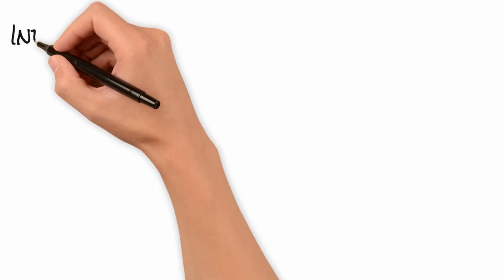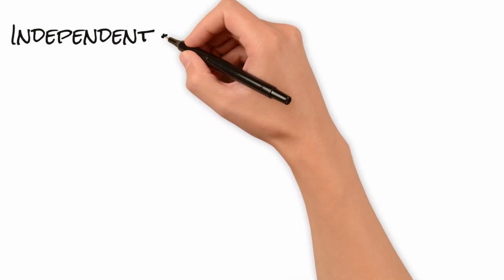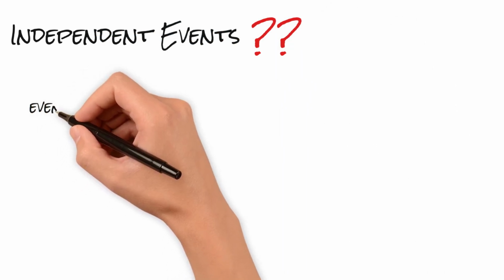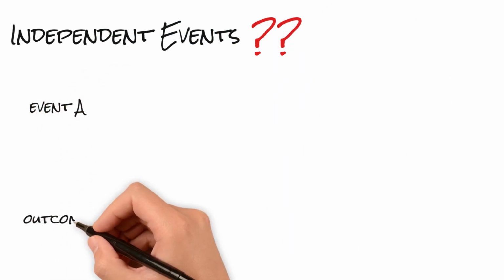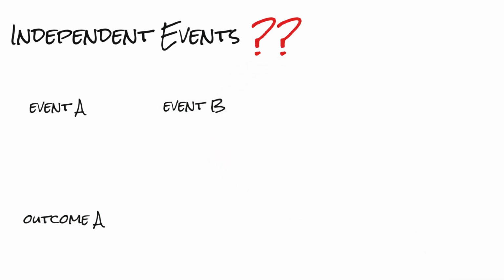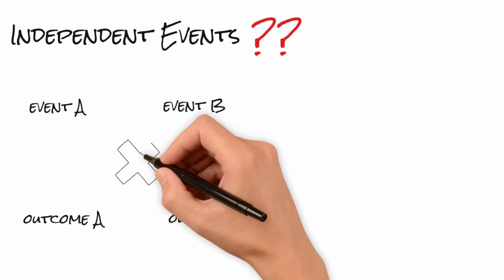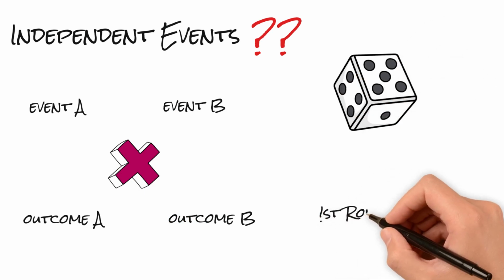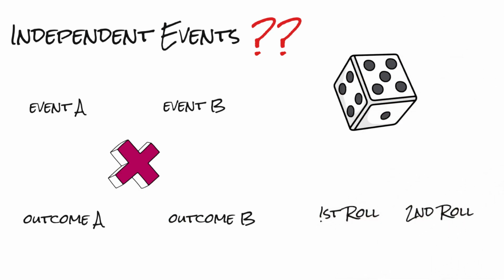Now, let's move on to independent events. Have you ever wondered if the outcome of one event affects the outcome of another? Well, when two events are independent, they do not influence each other. Think of rolling a dice. The result of one roll does not change the outcome of the next one. These are the kinds of events we call independent.